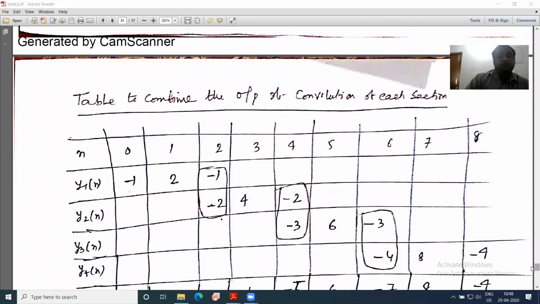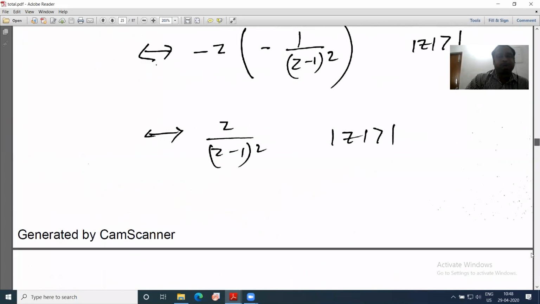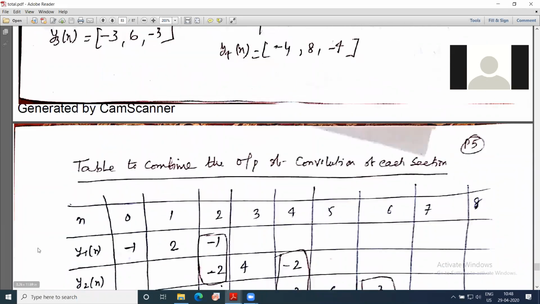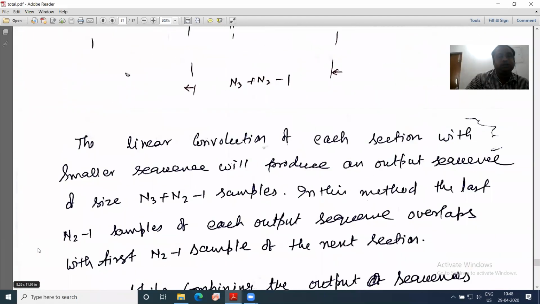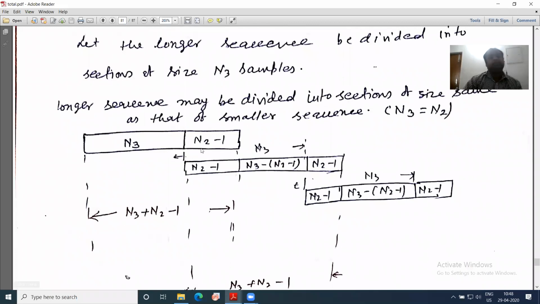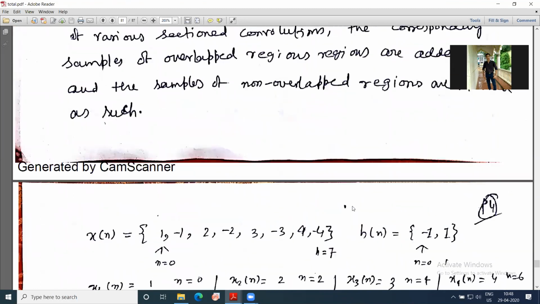Now, if you see in this theory, the number of overlaps has to be n2 minus 1. So in this example, how many overlaps should there be? 2. So the number of overlaps has to be 2. Okay. I have to understand that before solving the problem.